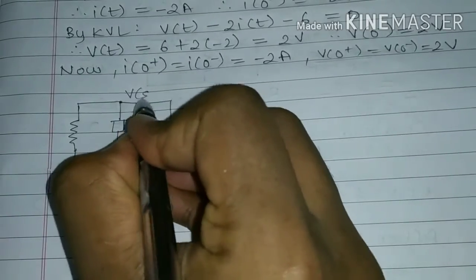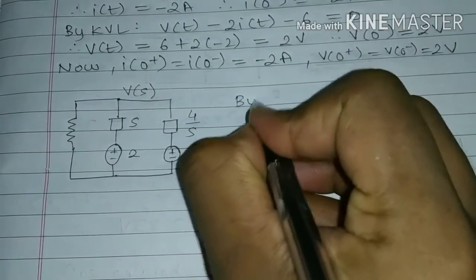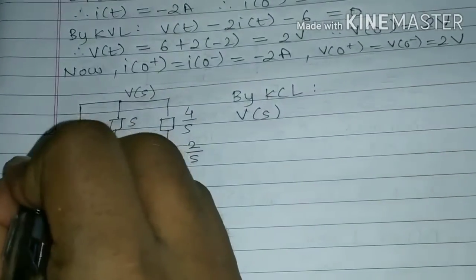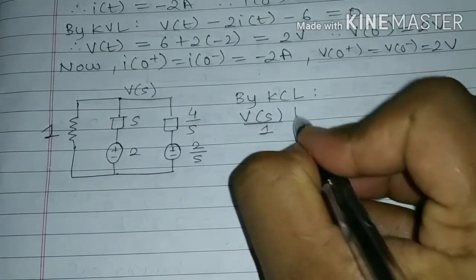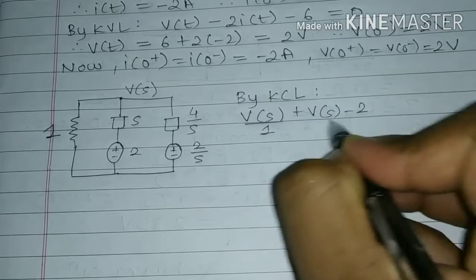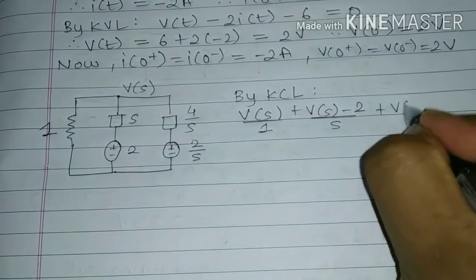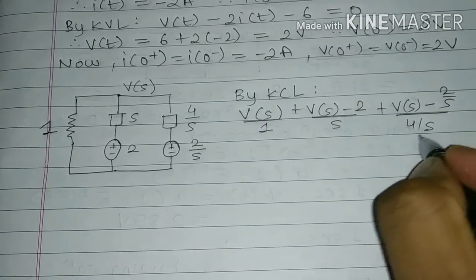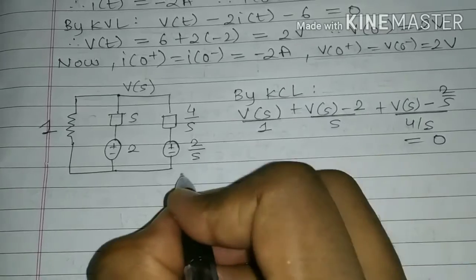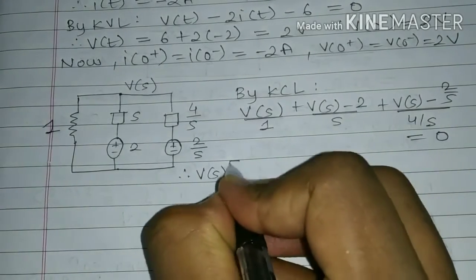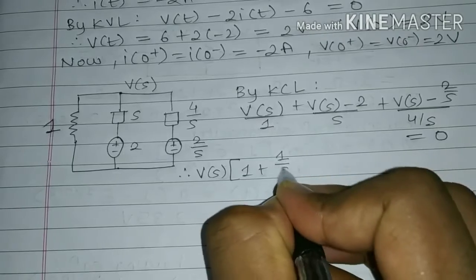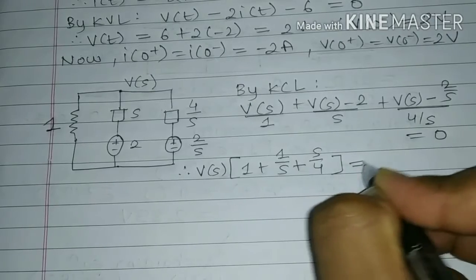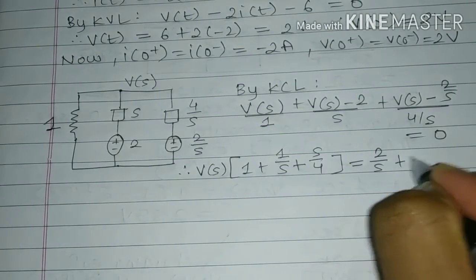Let us assume the node voltage to be V of S. Now by applying KCL, we can write that V of S upon 1 ohm resistor, so V of S upon 1 plus V of S minus 2 divided by S plus V of S minus 2 upon S divided by 4 upon S is equal to 0. Therefore V of S into 1 plus 1 upon S plus S upon 4 is equal to 2 by S plus 1 by 2.